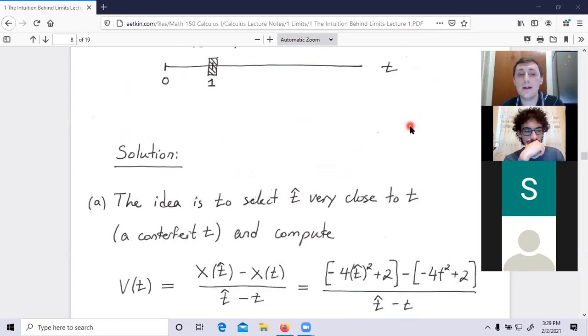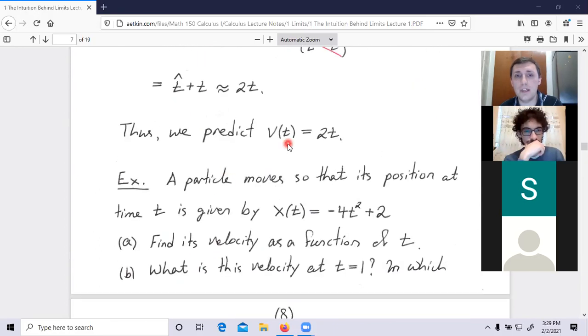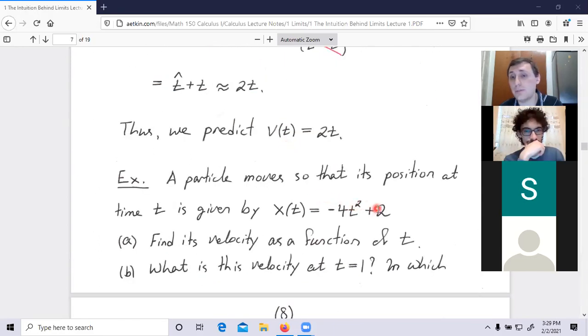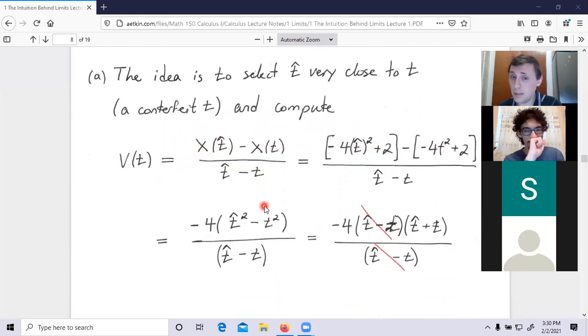Okay, so here is that picture, okay, guys? So we know that my function is x of t. What is x of t? X of t here is minus 4t squared plus 2. That means that if you tell me a moment of time, take the square of that moment of time, multiply by minus 4 and add 2, and you will get the position of the particle at that moment. So here it is, right? So we have x of t hat minus x of t divided by t hat minus t. Here is the numerator. Basically at this moment of time, we have minus 4t hat squared plus 2, subtract this moment of time, and divide by t hat minus t. Yeah? And what do we get?